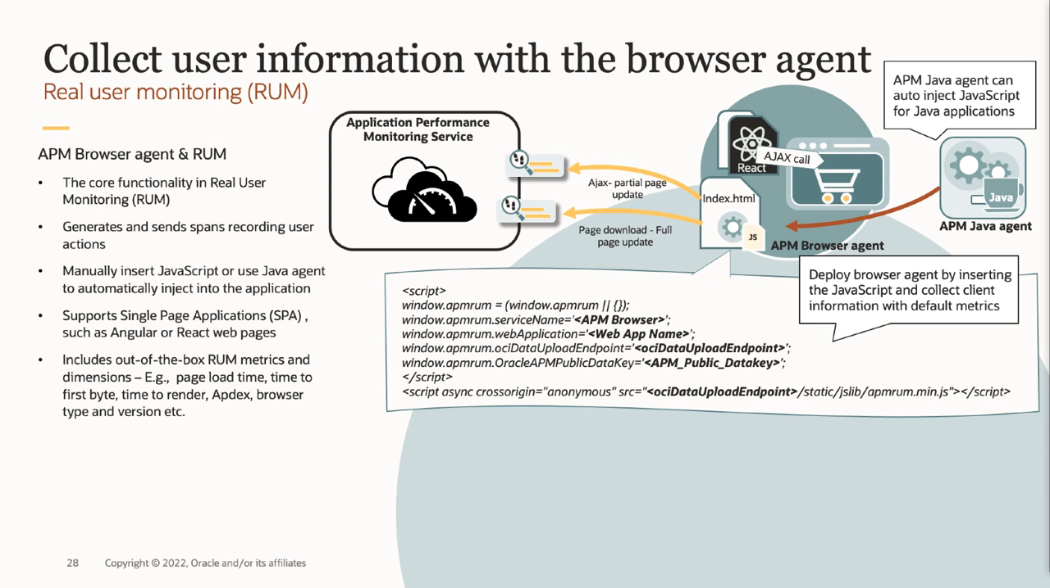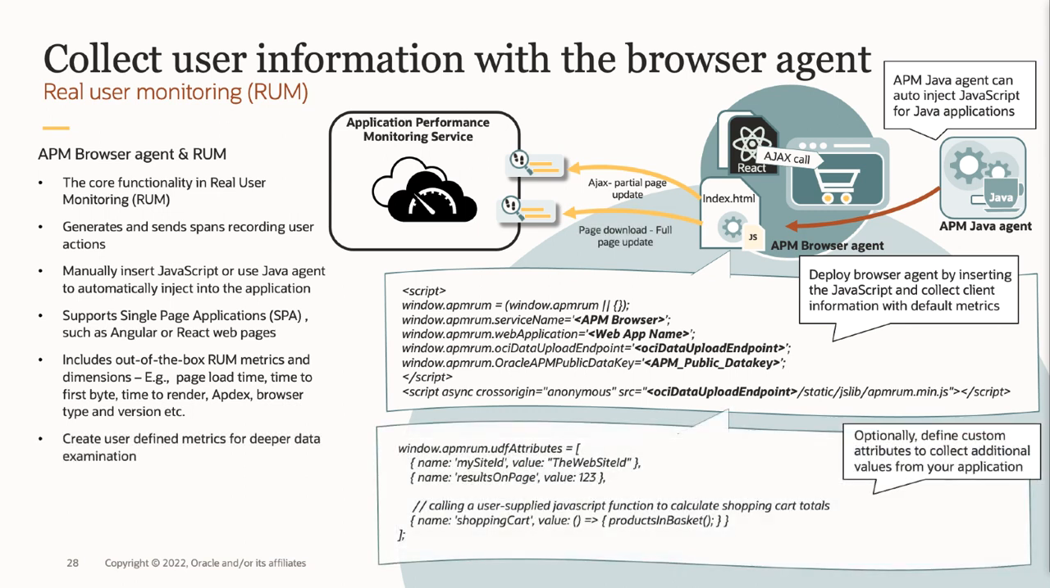However, every application has unique attributes which you may want to use in the analysis. Those are not captured by default. Using APM Browser Agent, you can customize the behavior and collect additional attributes from your web application. The example in the screen will create custom attributes, and one of them is shopping cart. This captures a dynamic value returned from a function. And every time the browser agent creates a span, this data is looked up and is added to the span attributes. So that is how the browser agent works.